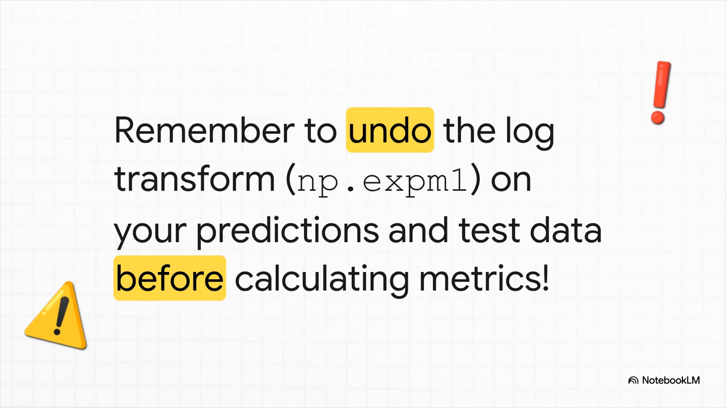Now, listen up, because this is absolutely critical, and it's a step so many people forget. Remember way back in the cleaning step when we log transformed our target variable? Well, you must reverse that transformation on both your predictions and your actual test values before you calculate those final metrics. You use np.expm1 to do it. If you forget this, you'll be comparing logged predictions to real values, and your error metrics will be completely wrong.